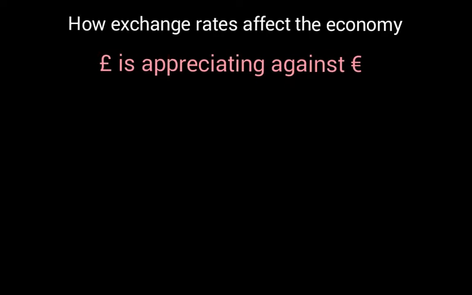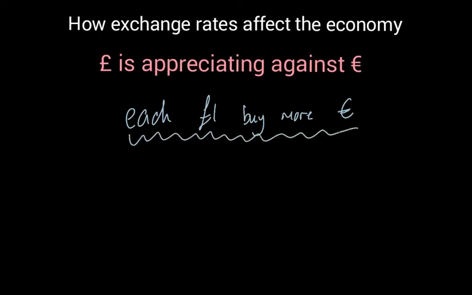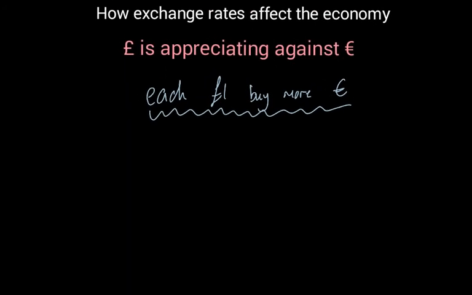First thing to consider is that if the pound appreciates against the euro, that means that each £1 buys more euro. That's a really important thing to think about. So if the pound is appreciating, that means that each pound buys more euro than it did before. And when we start to think about that, actually some of the implications start to become relatively clear. So let's think about this in terms of imports and exports. So if I consider what that means for my imports from Europe and my exports to Europe.